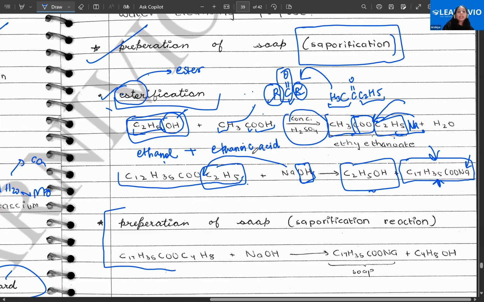We'll take an alcohol and a carboxylic acid, but depending on our need, right? We need 17 carbons, so we will react accordingly, okay? Because we can't just take two carbon chains, because that will be a really small chain, okay?